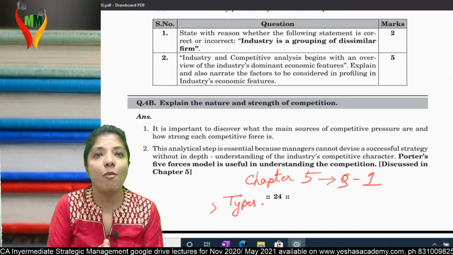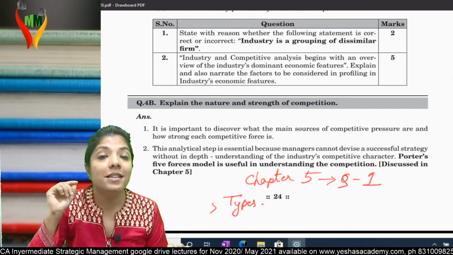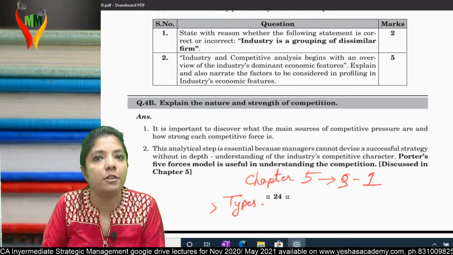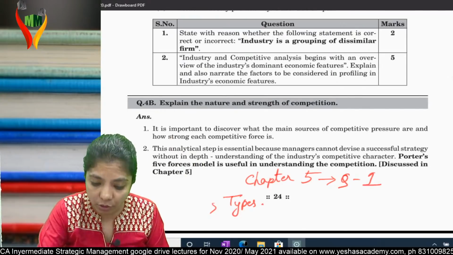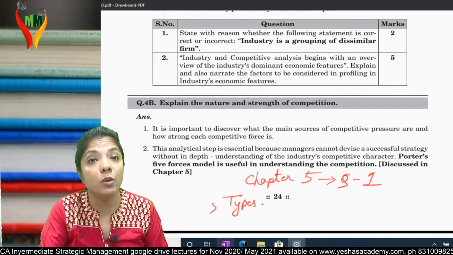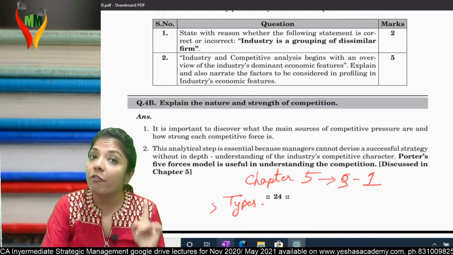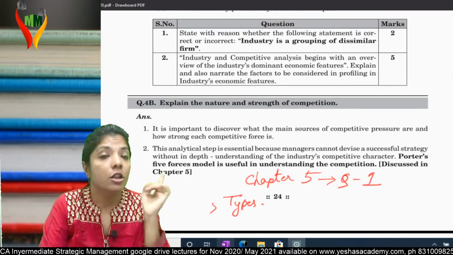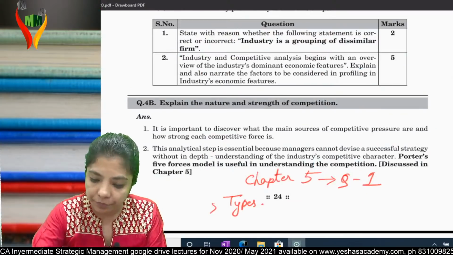What will come to mind? Wow, ma'am, only a 6-line question. No, dear. See the last line. This topic is discussed in chapter 5, question number 1, and I have already given you the order. The order is after 4B, we will be doing chapter 5, question number 1. So let's come to chapter 5, question number 1.